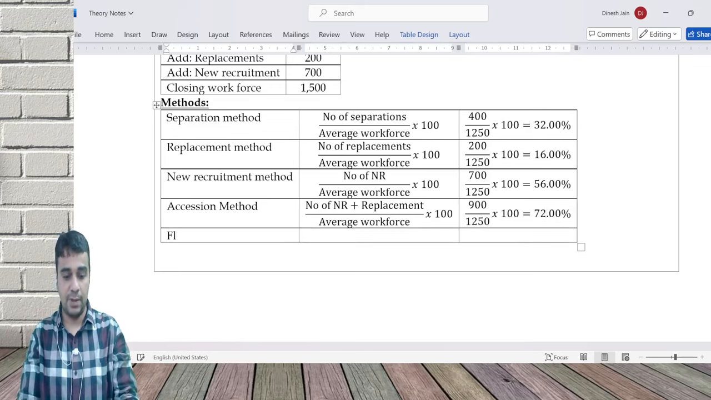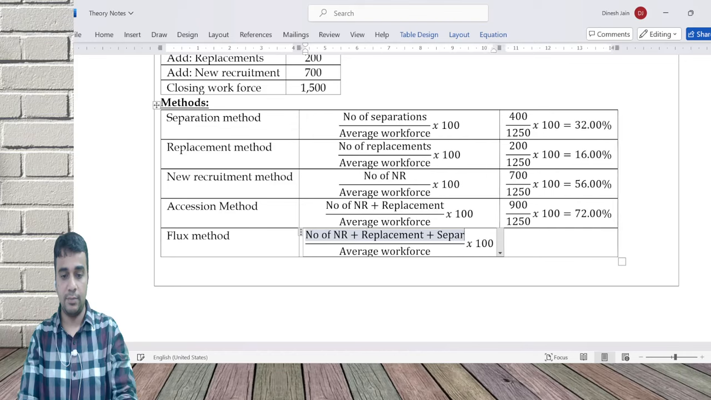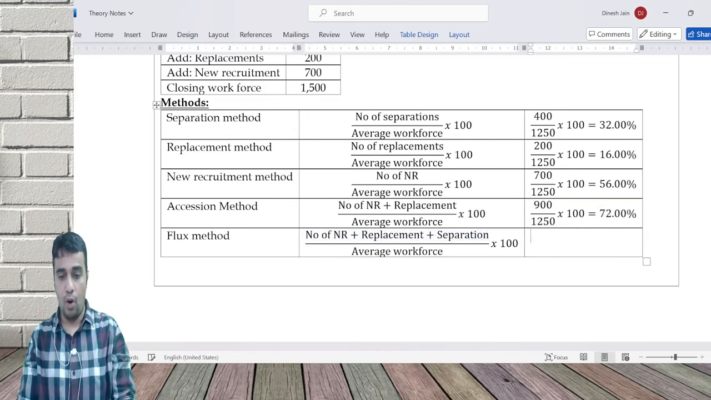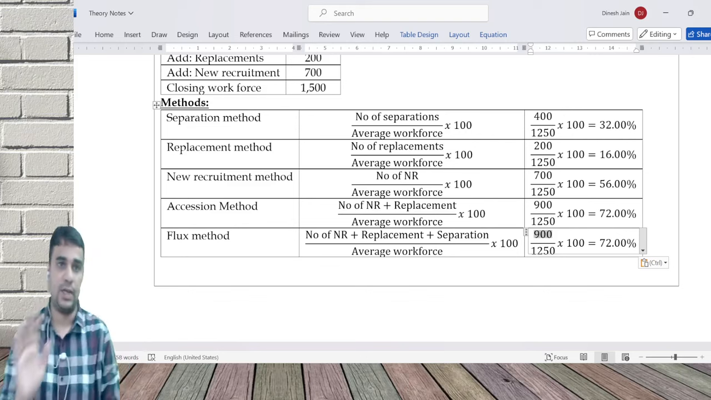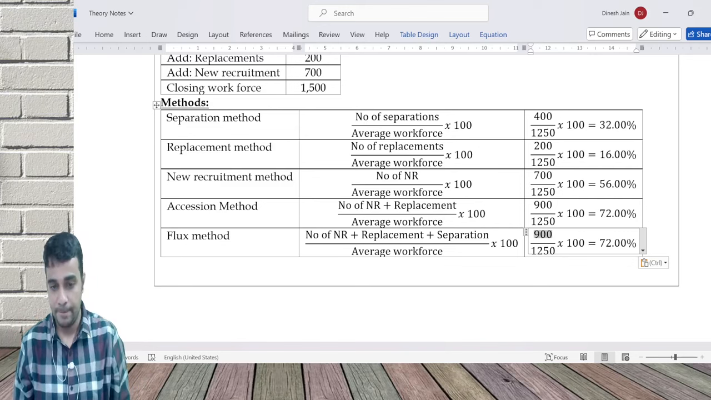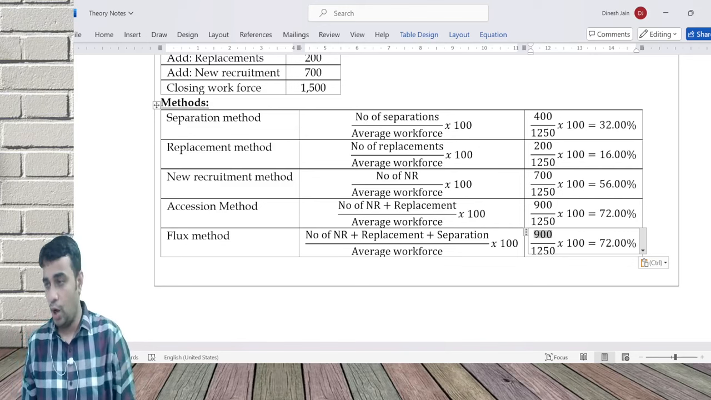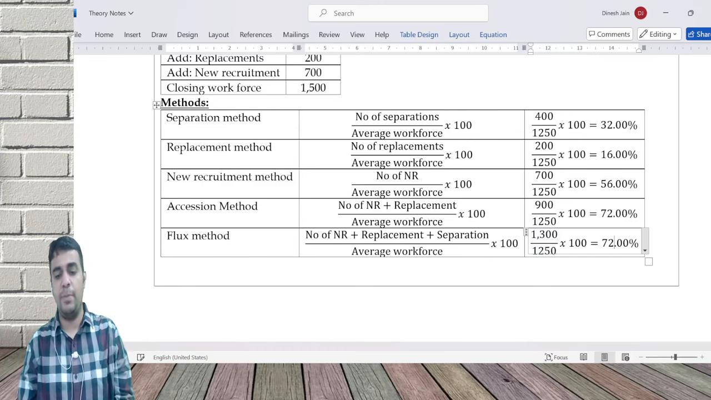And last is the flux method. Flux considers all the three: new recruitment plus replacement plus separation. All three are included in the calculation. No sign and all. Separation is 400 as it is. Don't put minus 400. Number of new recruitment, replacement plus separation, all put together, how much? It's a huge number. 1300 on a base of 1250.